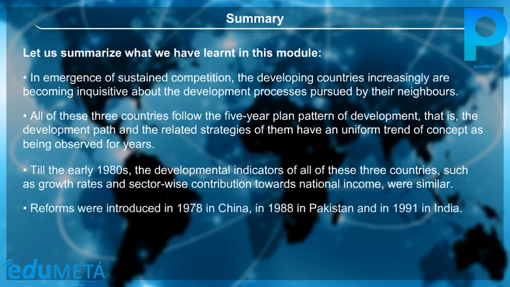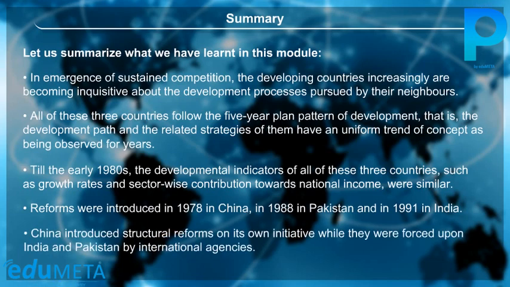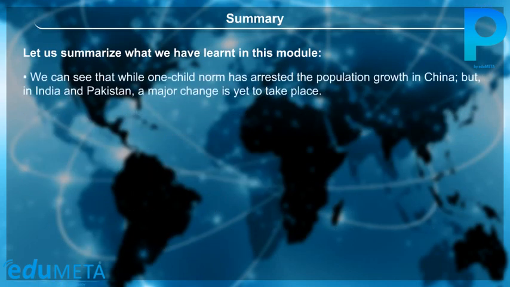Reforms were introduced in 1978 in China, in 1988 in Pakistan, and 1991 in India. China introduced structural reforms on its own initiative, while they were forced upon India and Pakistan by international agencies. We can see that while the one-child norm has arrested the population growth in China, in India and Pakistan, a major change is yet to take place.